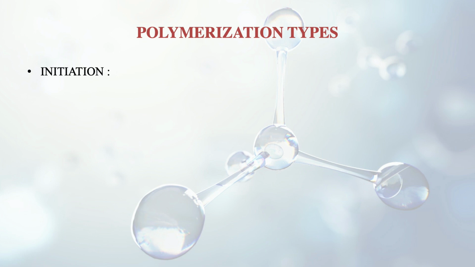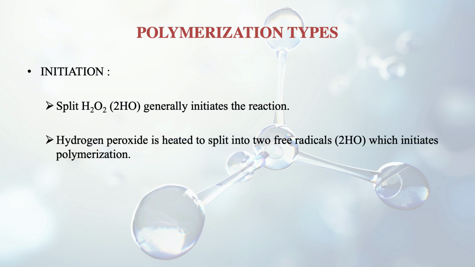First of all, initiation. Hydrogen peroxide, that is H2O2, two hydrogen and two oxygen atoms, is used to initiate the polymerization reaction. This hydrogen peroxide is heated to split into two free radicals, which initiate the polymerization. So, this is the process of initiation of polymerization.